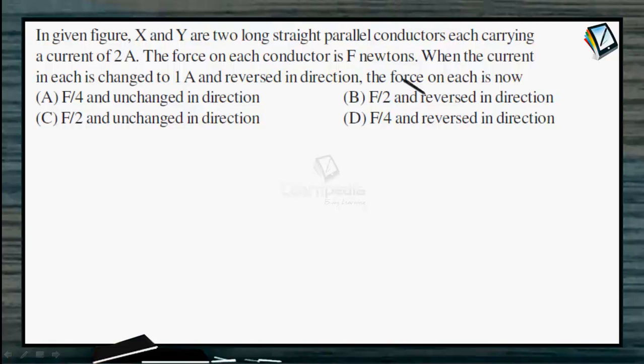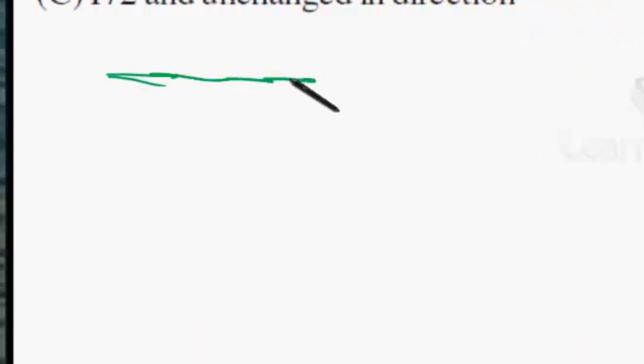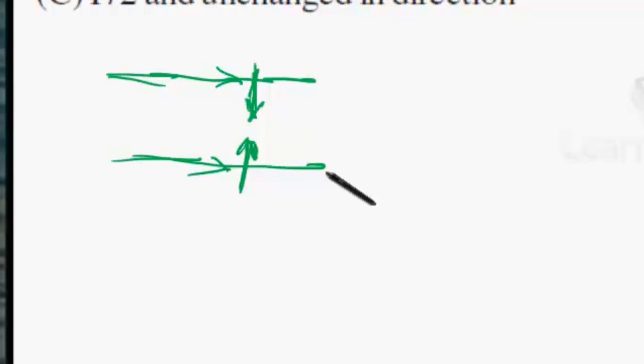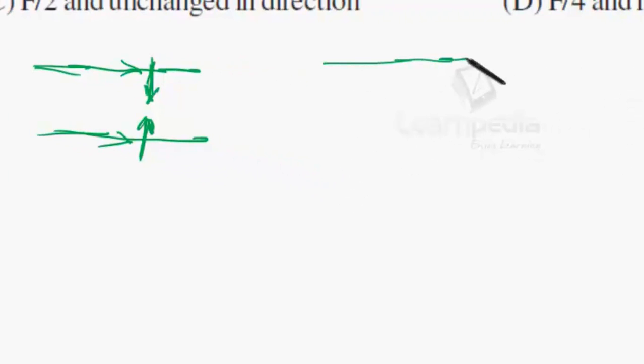As we know, if there are two conductors parallel to each other carrying current in the same direction, then they attract each other, and in case the currents in the conductors are opposite, in that case they repel each other. So that is the case.